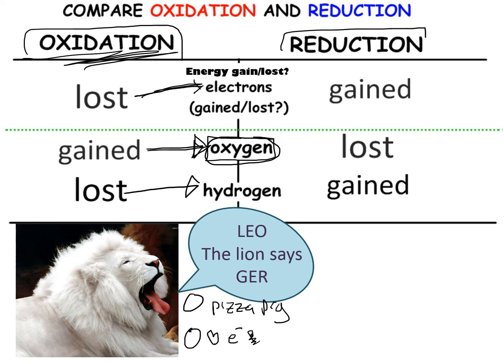Reduction. Reduction, let's go back to oxygen here. If you lose oxygen, it's like gaining electrons because it didn't eat all the pizza, right? It didn't suck all the electrons to itself. So reduction, we consider that to be a gain of electrons or a gain of hydrogens. We'll come back to this time and time again in this chapter and also the next.